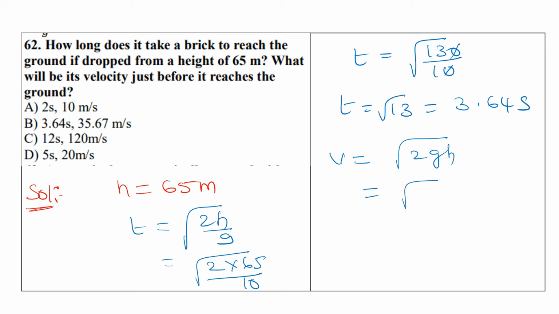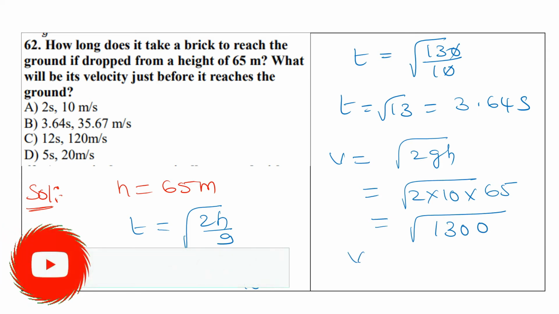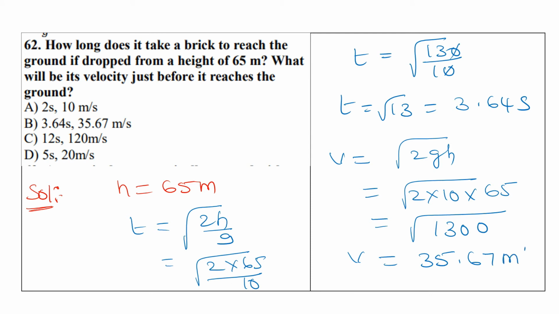Then velocity v equals root of 2gh. So that is root of 2 into 10 into h, given as 65. So root of 20 into 65, that is 1300. This is approximately equal to 35.67 meters per second. Therefore, the velocity just before it reaches the ground is v equals 35.67 meters per second and the time t equals 3.64 seconds.